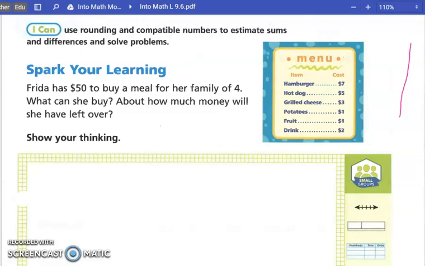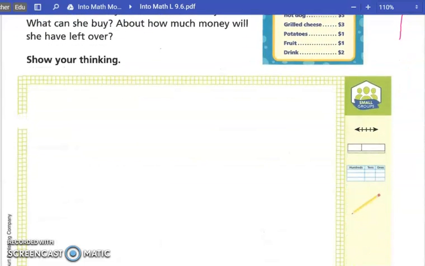Okay. So let's look at what we would maybe do if we had $10. How much is the drink? $2. So let's put the drink down. Just put $2 plus. How about if we choose a side? We could either have potatoes or fruit, right? Could we have both? Yeah. Let's see if we can. So $1 for potatoes and $1 for fruit. Okay, now so we have $3 here.